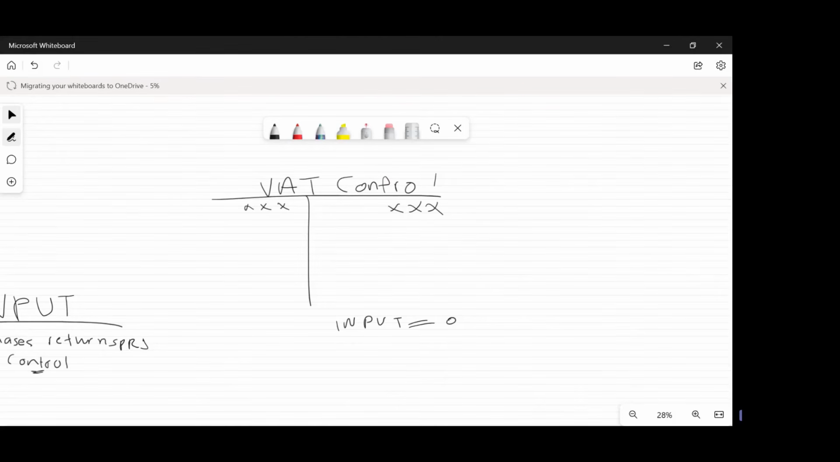Do you understand? But mostly they won't ask you questions on the VAT control account. If they are to ask you, it's either the VAT input or the VAT output. For you to draft a VAT control account, I've never seen it. I've never seen them ask for it. Okay. But yeah, I wanted to know, how do you balance it off? All right. No, that's basically easy. You just deal with it as I showed you.